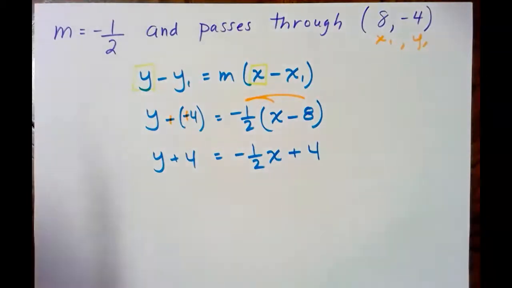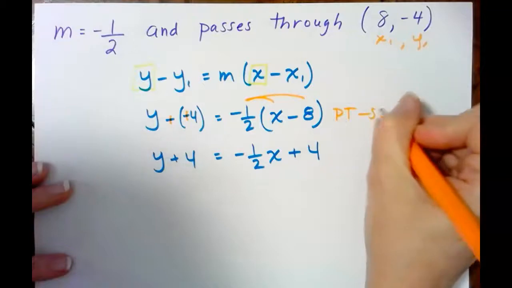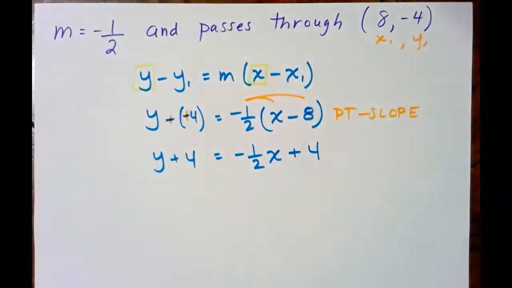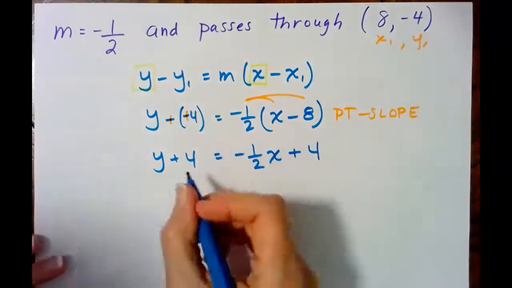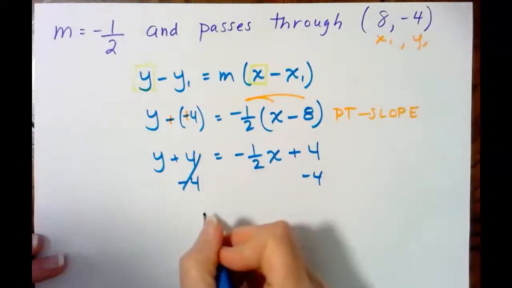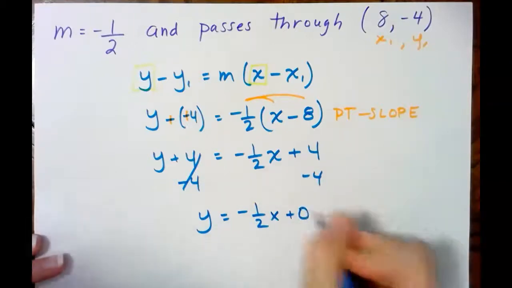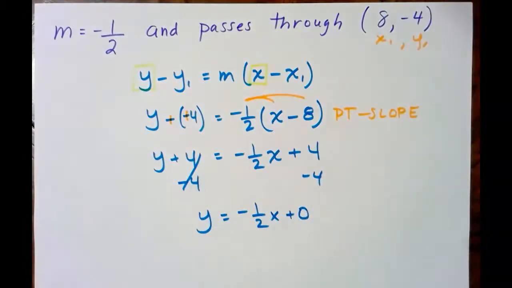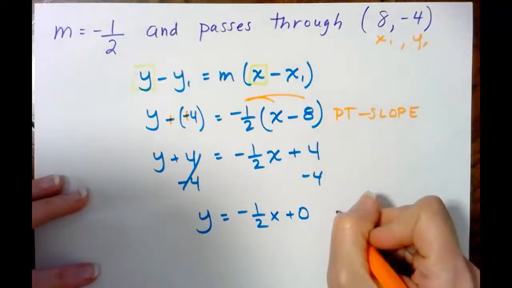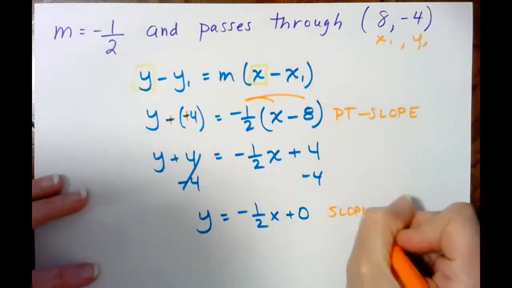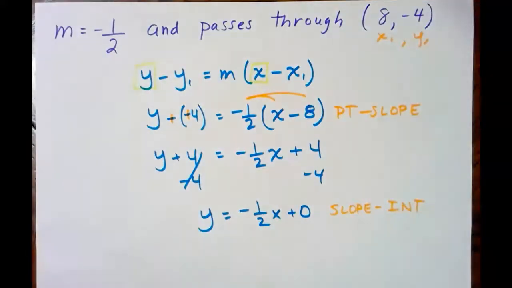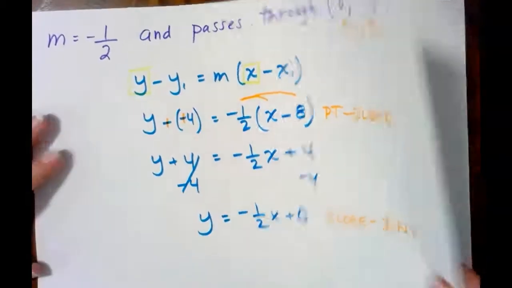So first of all, let me label. This is the point slope form of the line. I'm going to the next step, and the next step is to solve for y. And in this case, minus 4 minus 4, y equals negative 1/2 x plus 0. You can write the 0 or not. They both mean the same thing. And when we solve for y, we put the equation in slope-intercept form. Point-slope form, slope-intercept form. Let's do it again.